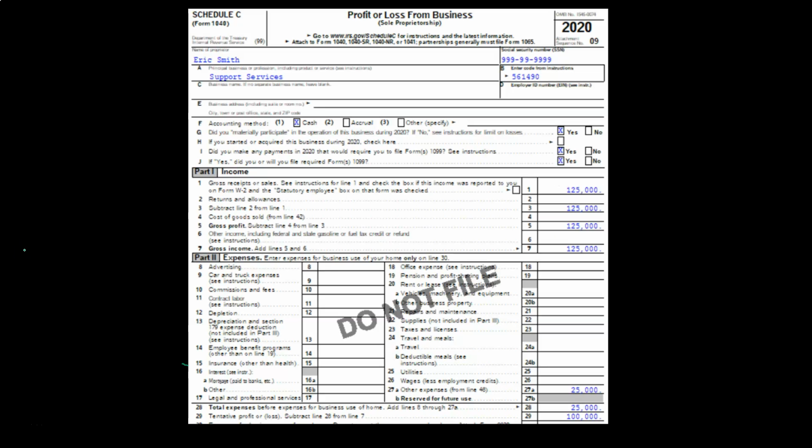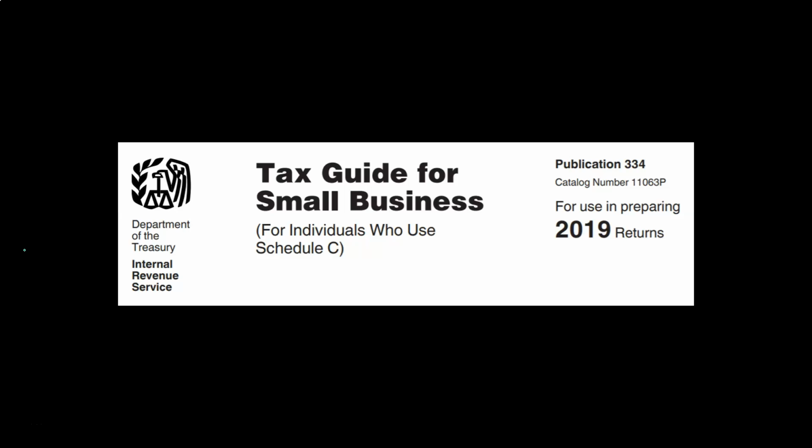Now note that although we have the 2020 tax forms for the Schedule C, we're pulling some of this information from, say, the tax guide for small businesses, and the 2020 version is not out yet. We're looking at 2019 primarily, and then making adjustments where we see applicable.